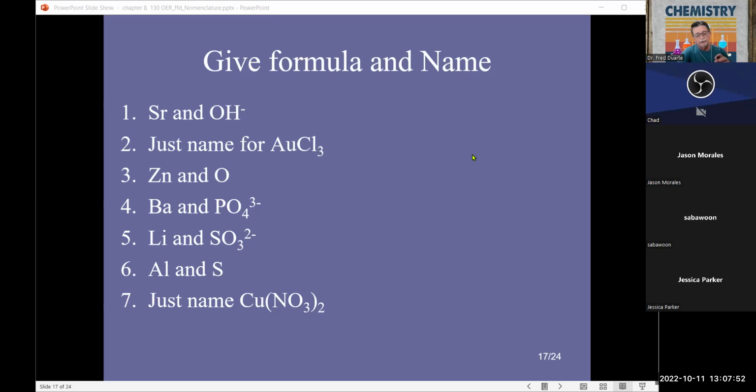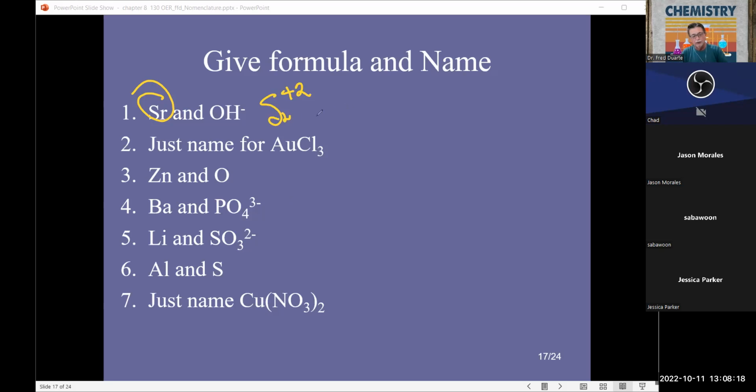So, on this page we ended up wanting to figure out, okay, give the name and the formula. So let's first write the formula. The number 1 is strontium. We have to first find it, Sr. Sr is a group 2 metal, and it has a +2 oxidation state when it becomes ionic, okay?